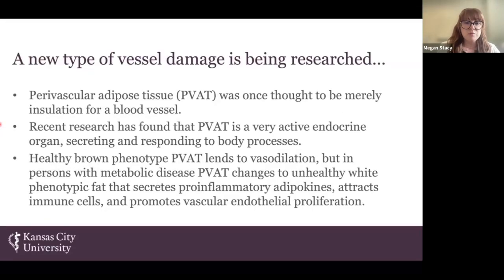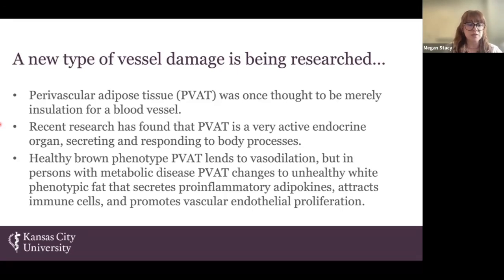There's an additional type of blood vessel damage that's being researched lately, and that is of the perivascular adipose tissue. It was originally thought to just be insulative and protective to our blood vessel. However, recent research has shown that the perivascular adipose tissue is actually a very active endocrine organ. It is secreting things, it is responding to things. In fact, one study found basically a liver-PVAT connection, like a talking connection.